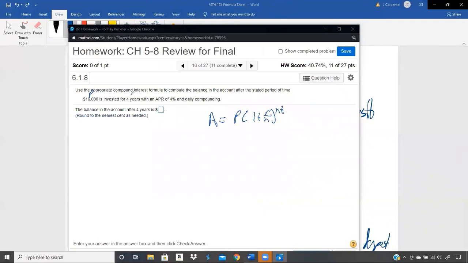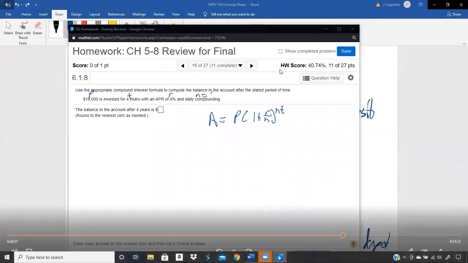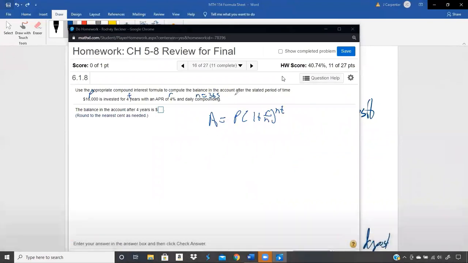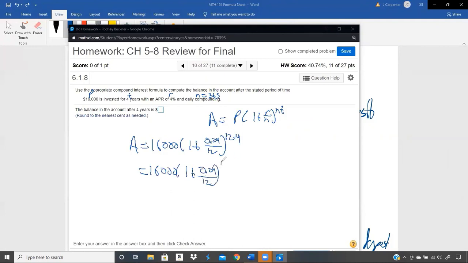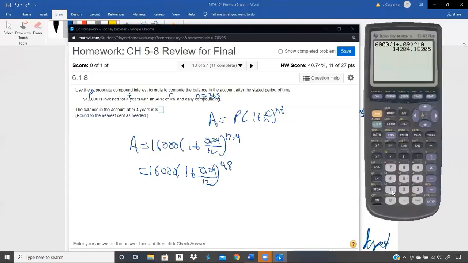With this being your P, your T, your R, and the N daily being 365, means we're gaining money every single day for 4 years. It tells us A equals 16 grand parentheses 1 plus 0.04 over 12 raised to the NT. That's 12 times how many years? 4 years. Now, I did say to make sure you pre-multiply your exponents for your calculator. 12 times 4 being 48. So that's what we're going to put in our calculator. So 16,000 times 1 plus 0.04 divided by 12, close the parentheses, raise it to the 48th power.